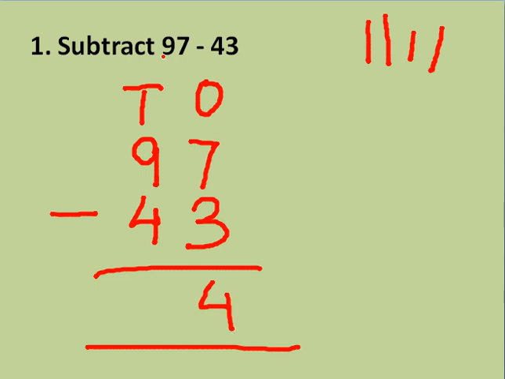Same like that at tens place, 9 minus 4. In subtraction also you are supposed to start from ones place. Whether it is addition or subtraction, it starts from ones place only. Okay. Now coming to tens place. After we have done subtraction at ones place, we will come to tens place. Coming to tens place, 9 minus 4.